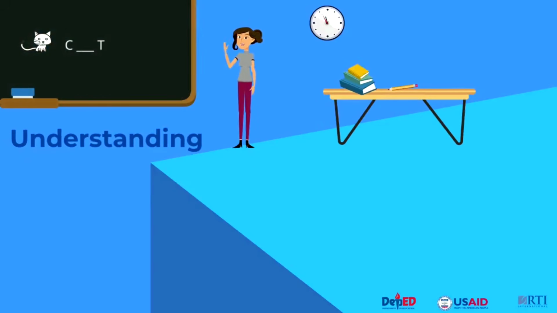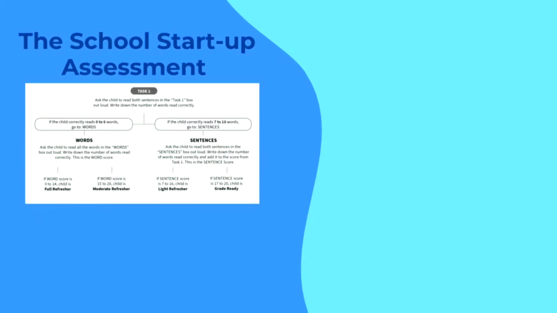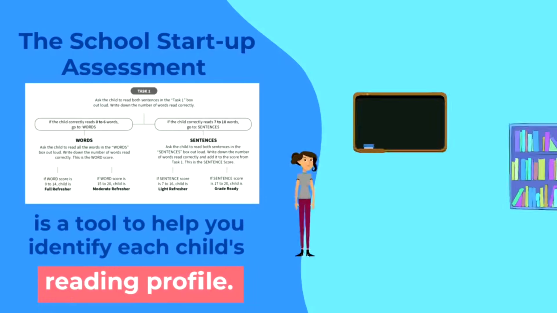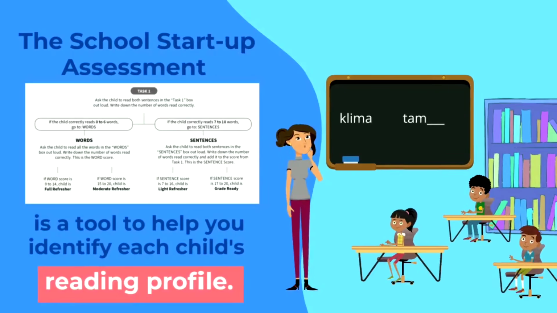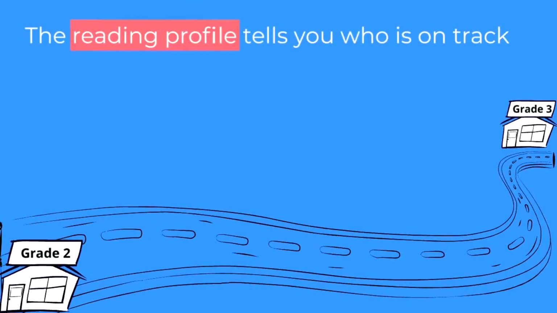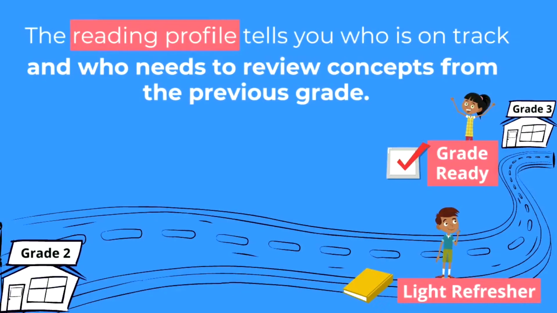Understanding Reading Profiles for Grade 3 Learners. The School Startup Assessment is a tool that helps you identify each child's reading profile. The reading profile tells you who is on track and who needs to review concepts from the previous grade.